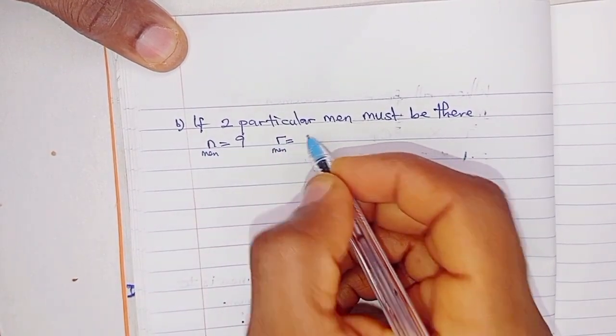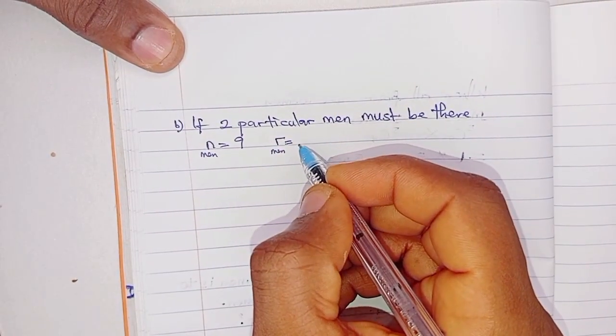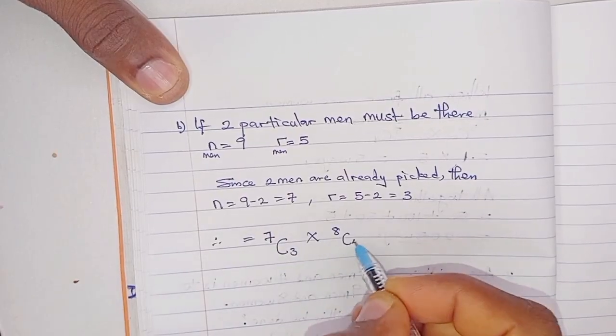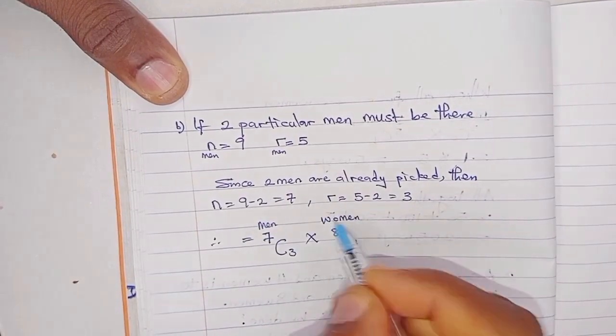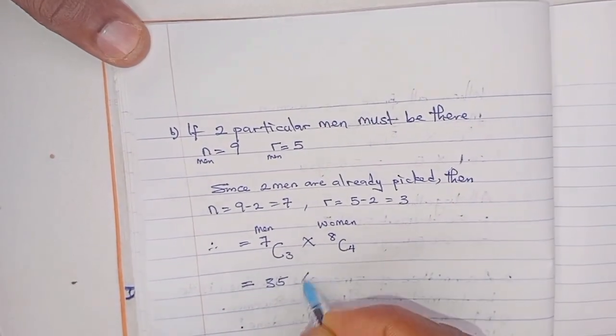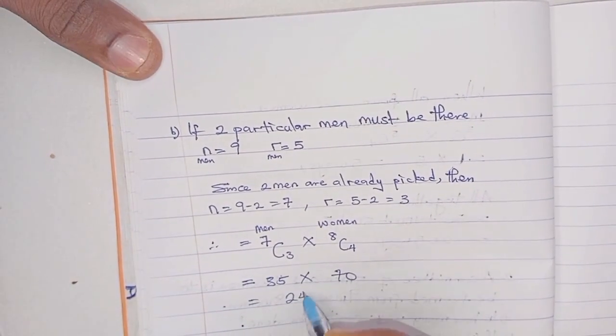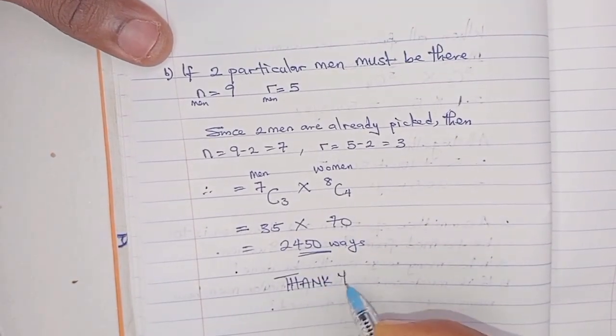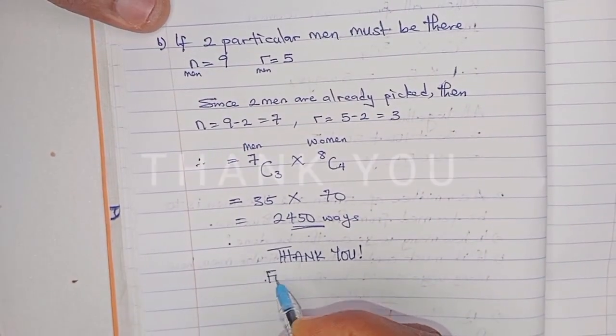B, if 2 particular men must be in the selection, then the number of men will reduce by 2 because those 2 men were already picked, leaving us with just 7 men to choose 3 more from. Having multiplied the remaining combinations together, we obtain 2,450 possible ways.